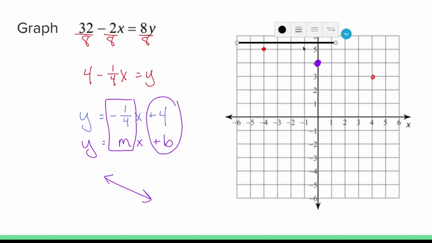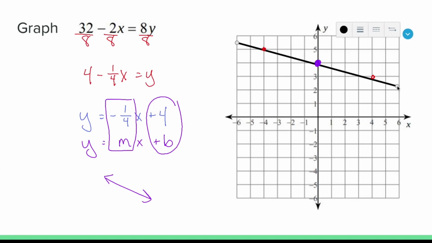line that connects through the dots. I think that ought to do it. Let's use this little guy over here to make myself some arrowheads. And yeah, that's me graphing a line. Fun stuff.